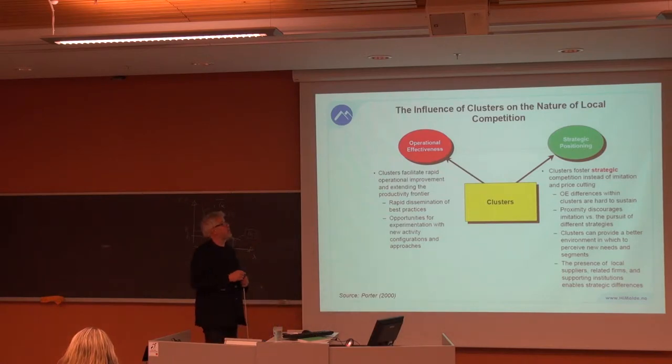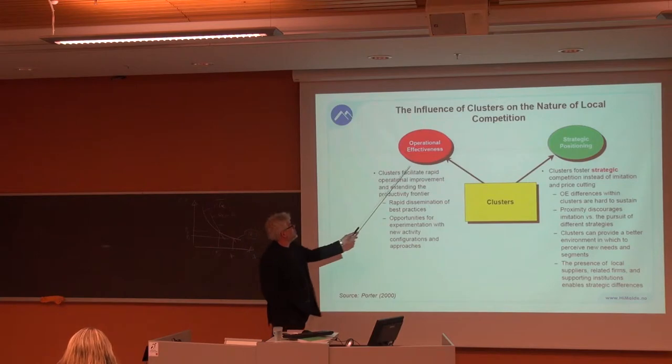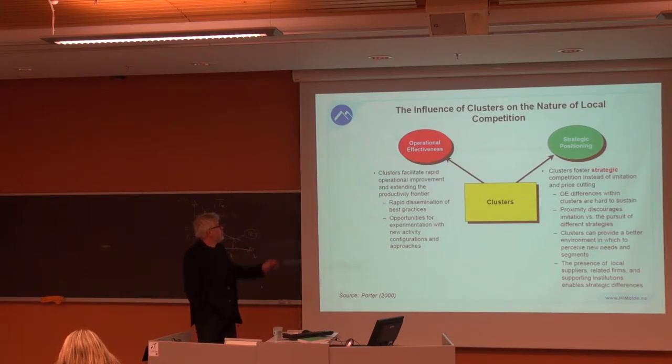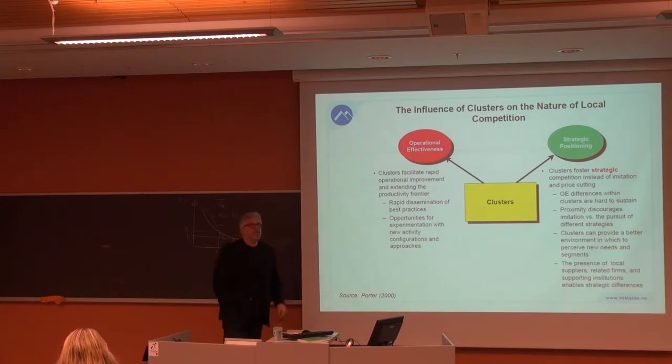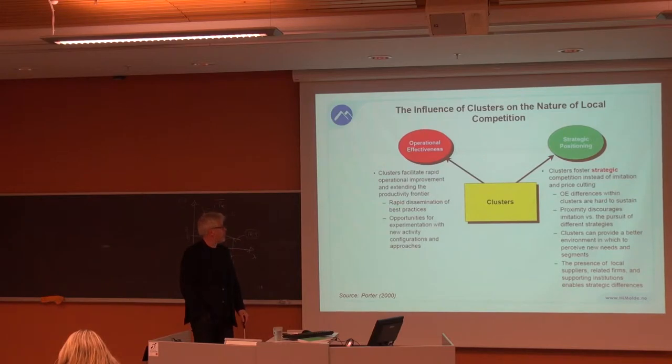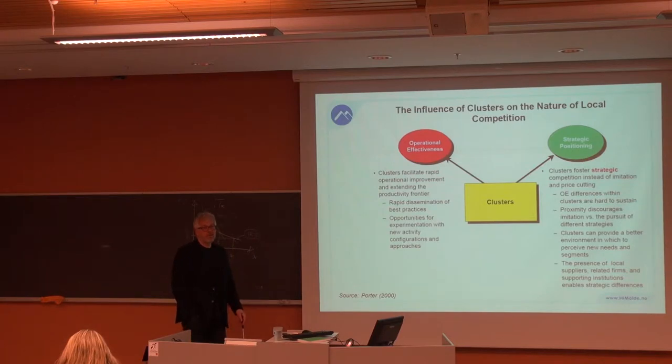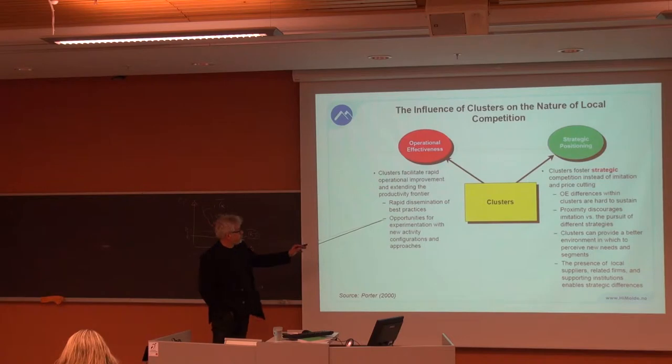The influence of clusters on the nature of local competition, then. We can talk about operational effectiveness, which is the internal efficiency in the companies. This proximity and these learning effects cause a rapid dissemination of best practices. You don't want to perform worse than your neighbors. And this combination of companies who are partly competitors, partly collaborators, and the opportunity by means of economic resources and human resources to do research and development activities can contribute to a continuous improvement in this area.